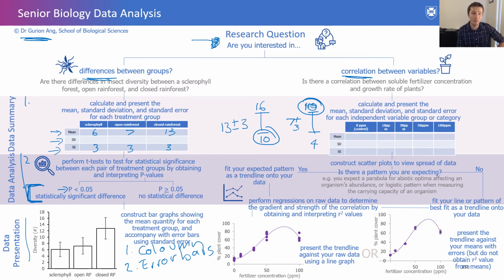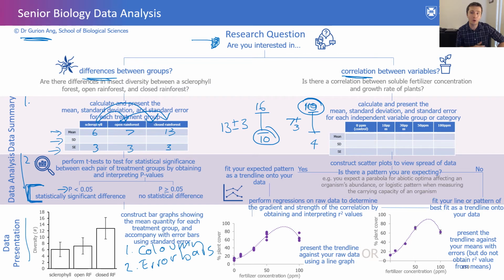So you would end up performing 3 t-tests on this. You do a t-test to compare the sclerophyll and open, the sclerophyll and closed, the open and closed rainforest there. So you do 3 t-tests to show are those results actually different to one another. So that's if you're looking for a difference between the groups. I actually think that's a really good, easy way to go about it.